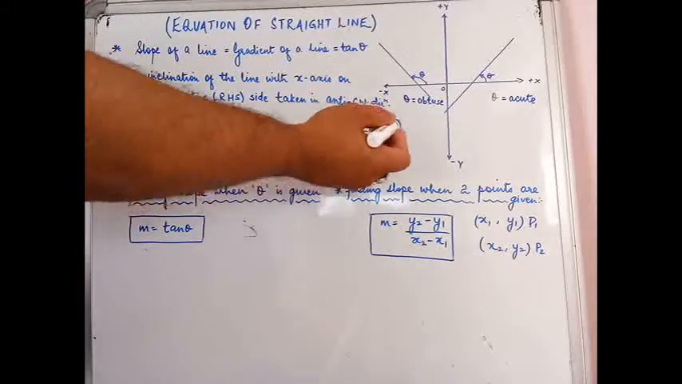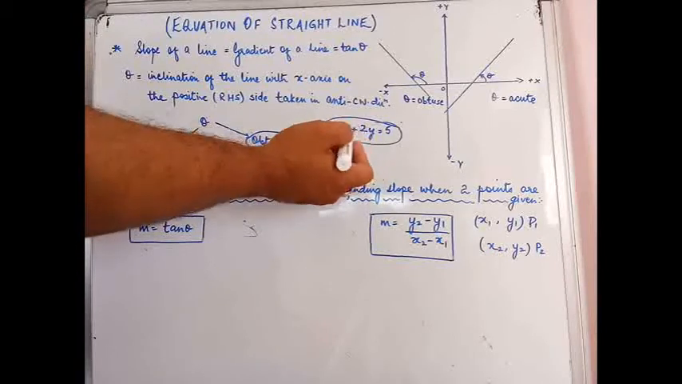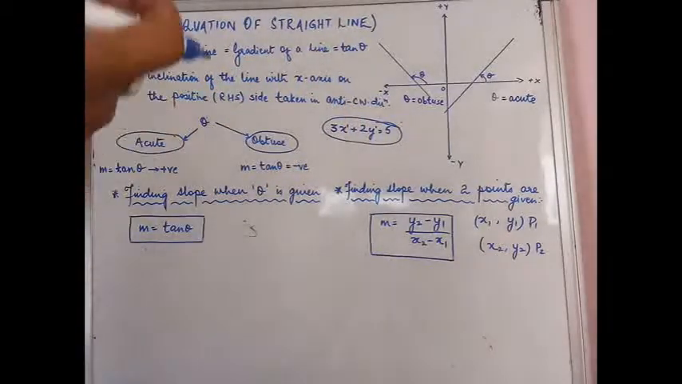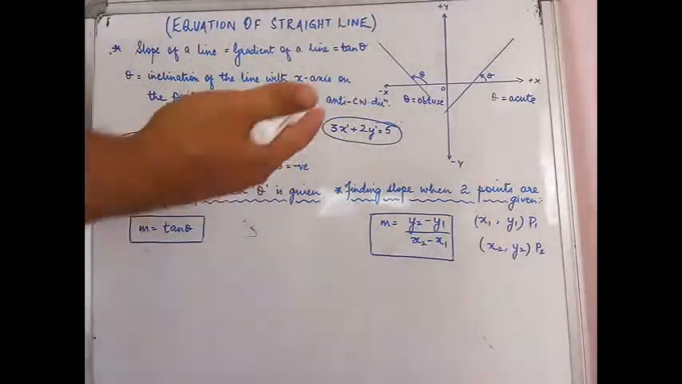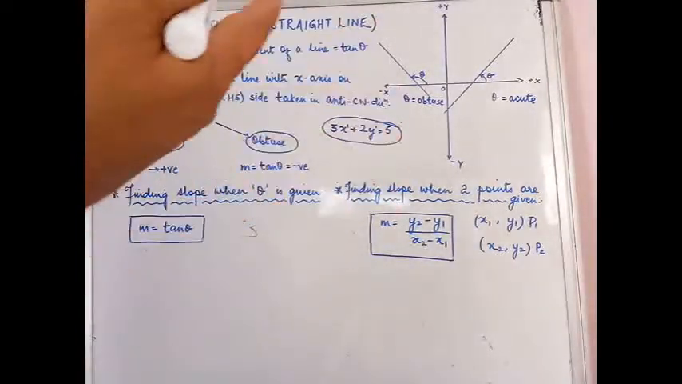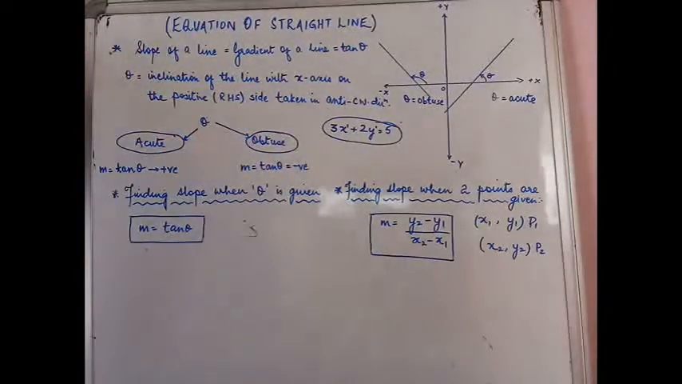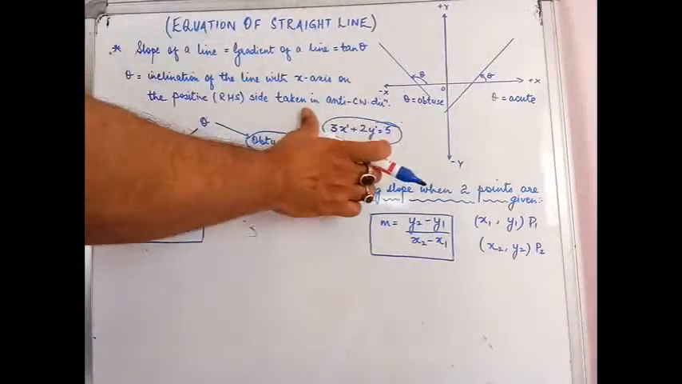If you can see in this particular equation there are two variables x and y, and the powers of both the variables are 1. Such an equation is called a linear equation, and that linear equation represents the straight line. You may have two variables, you may have one variable only, it all depends upon the situation, but it is a linear equation which represents the straight line.